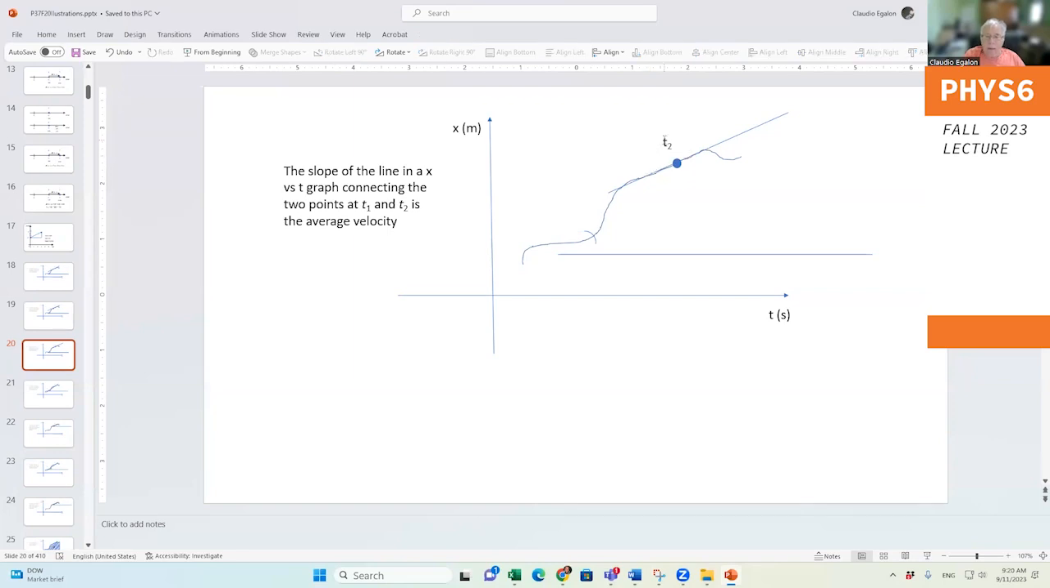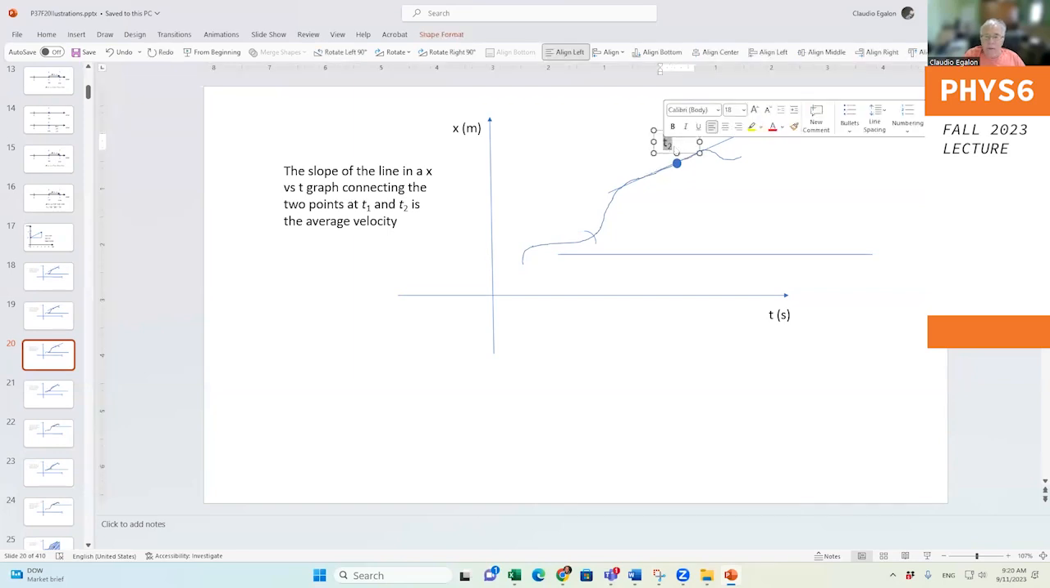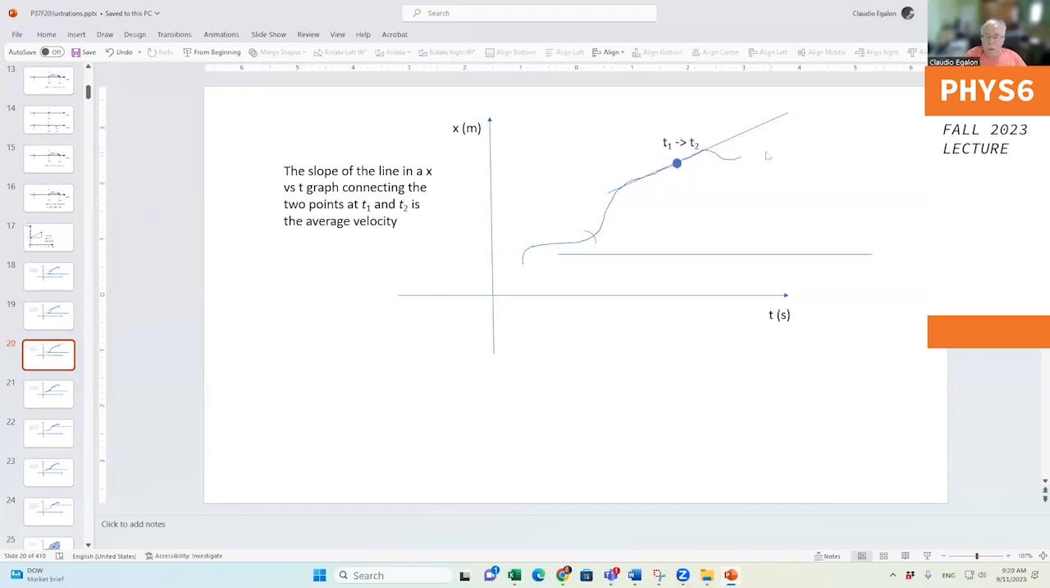I'm going to take T2 coinciding with T1 like that. Okay. Then like that. T1 approaches T2. When T1 approaches T2, okay, the instantaneous velocity is going to be given by the line tangent to this point in the curve. Tangent to this point. Okay?